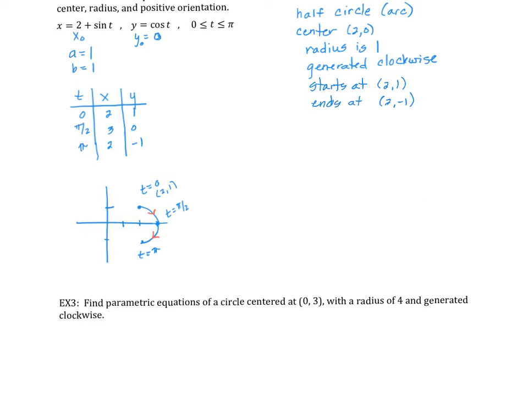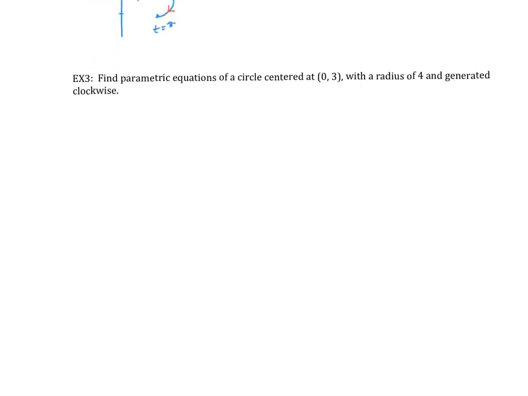Oh, but I was also supposed to take away the parameter. Well, it's x minus 2 squared plus y minus 0 squared, so y squared is equal to r squared, where r is 1, so r squared is 1. And that's it. Again, you can always check all of these with a graphing utility, and I suggest you do.